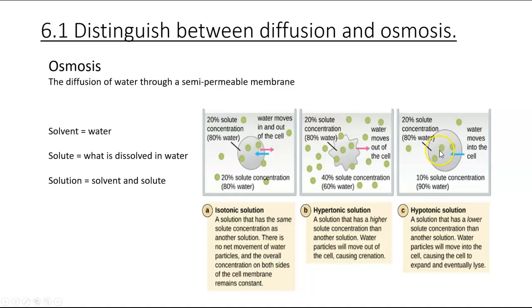The last thing we can do to that cell, and we have the same cell here, we have that cell with 20% solute, 80% water. In this situation, they took that cell and they put it in a solution with 10% solute, and that will make it up to 90% water. Osmosis says the diffusion of water through a semi-permeable membrane. Water is going to move from high concentration outside the cell to lower concentration inside the cell.